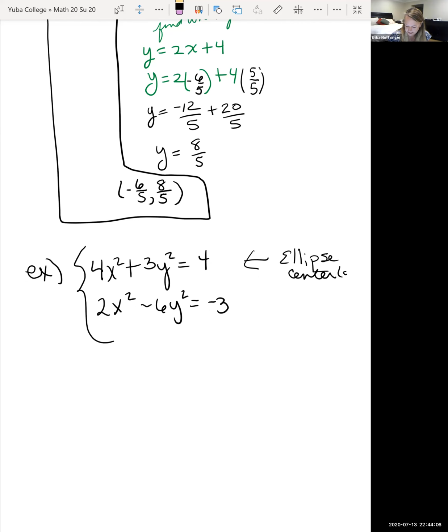2x squared minus 6y squared equals negative 3. Because I have an x squared, y squared term, not the same number, not the same sign, I can tell that this is a hyperbola. And I can also tell right away that the center is 0, 0.